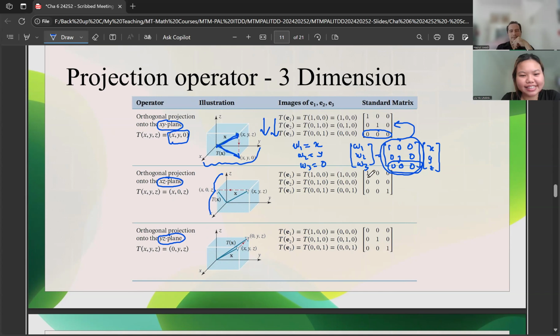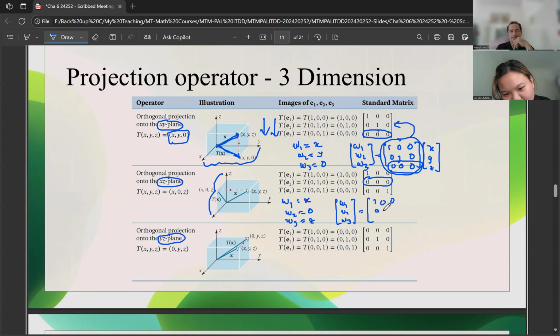Y. So we know that Y will be 0. So we have the equation: W1 will be X, W2 will be 0, and W3 will be Z. And then in the matrix notation, W1, W2, W3 will be 1, 0, 0, 0, 0, 0, 0, 0, 1, then this is X, Y, Z. Yes, this is our matrix standard.